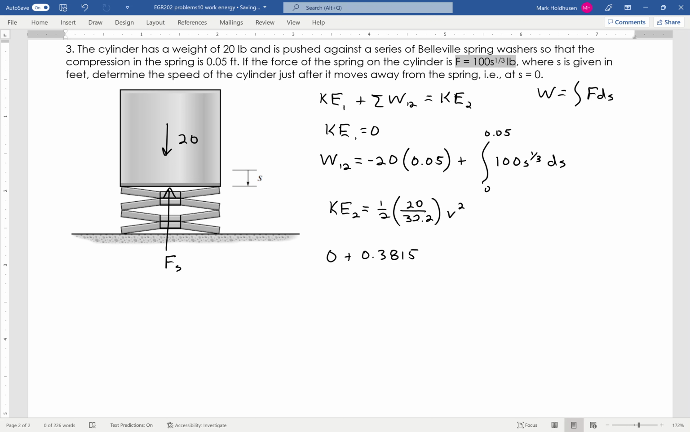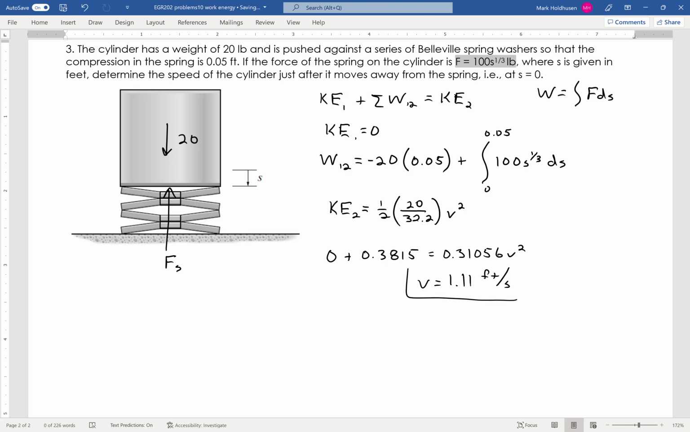Also taking into account that negative weight going on there. So I've got the force of the spring that I calculate using the integral of F ds, where F is a function of s, and you calculate that out. Then set that equal to the final kinetic energy, which I get to be 0.31056 v squared. And I can very easily find that v equals 1.11 feet per second.